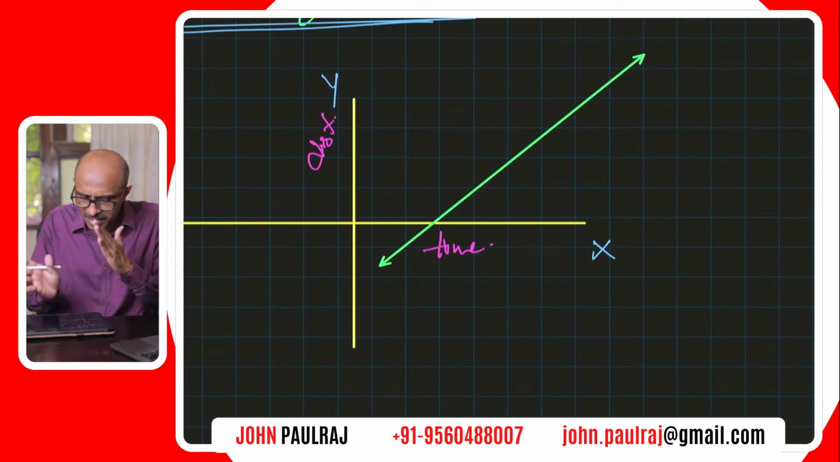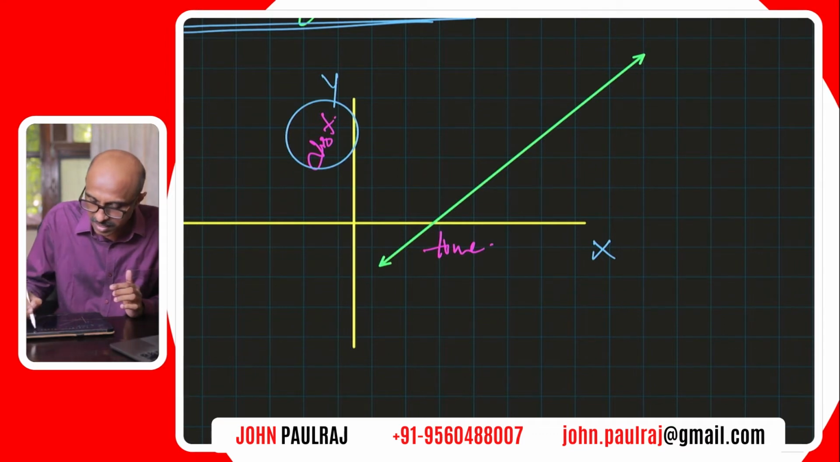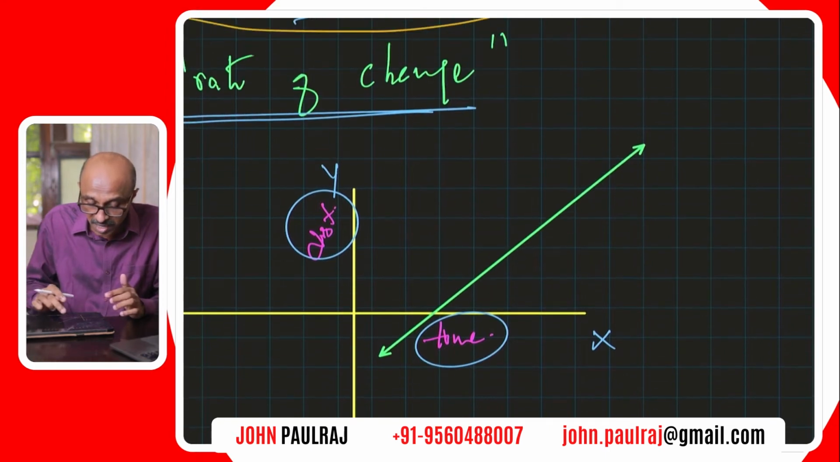Let's just assume that this is a line that represents some kind of relationship between the distance and the time. The quantity on the y-axis is what I want to focus on, okay? The quantity on the y-axis is distance in this case, and the quantity on the x-axis is time in this case, okay? The slope, remember what we said, the slope is a rate of change.